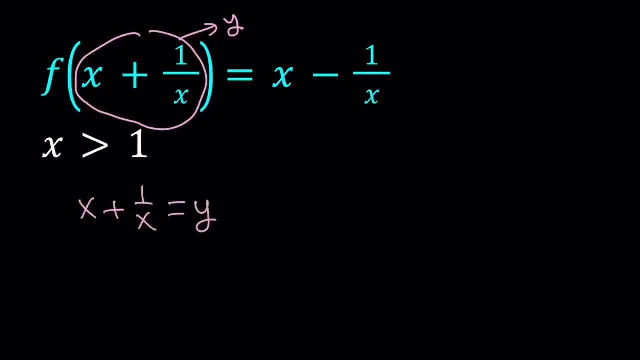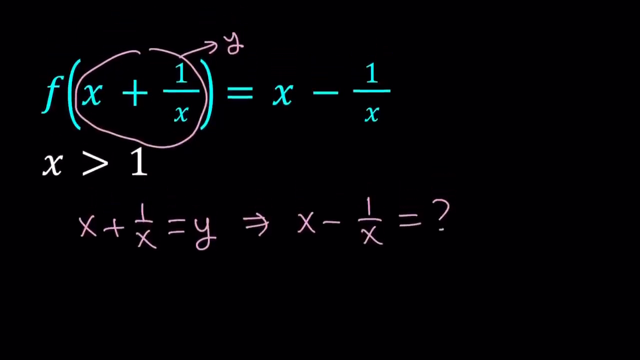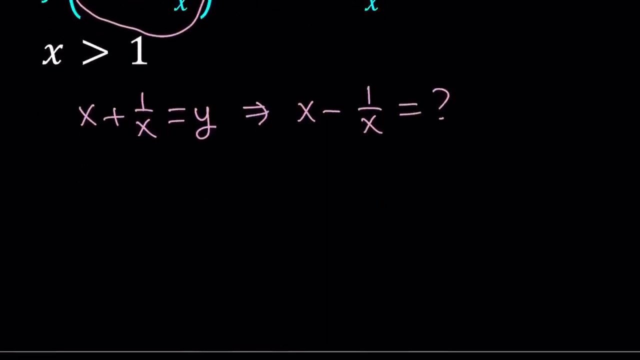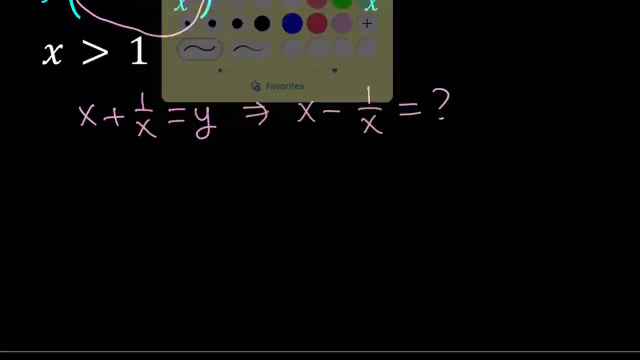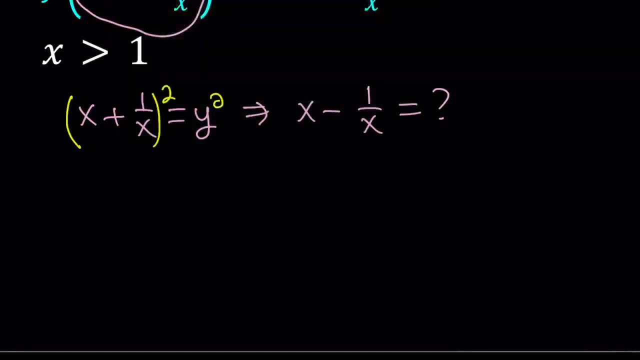Great. And the question here is basically, if x plus 1 over x is equal to y, how can I express x minus 1 over x in terms of y? So that's going to be our question, right? Interesting. Okay. So let's go ahead and establish a relationship between these two quantities. Let's square the first one. If you take this expression right here and square both sides, we're going to get x squared plus 1 over x squared plus 2, because x and 1 over x are going to cancel out, and that's going to leave us with a 2.